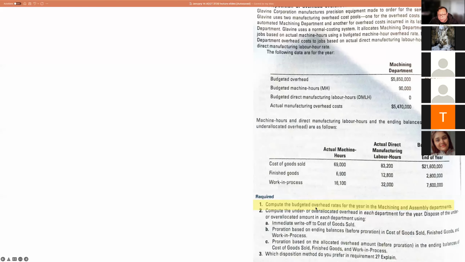Compute the budgeted overhead rate for the year in the machining and the assembly department. So go ahead, Muhammad. What is the budgeted overhead rate calculation for the machining department? In this case, I would take the budgeted overhead, which I think is 5,850,000, divided by the budgeted machine hours, which is 90,000, which would give me $65 per machine hour. Very good. This is exactly what you learned in 2400, right?